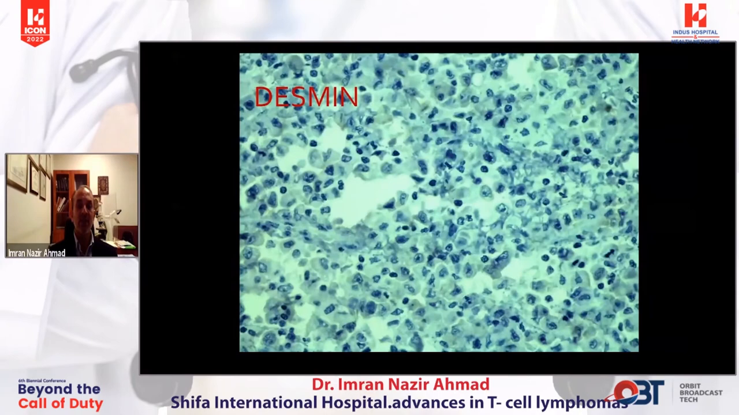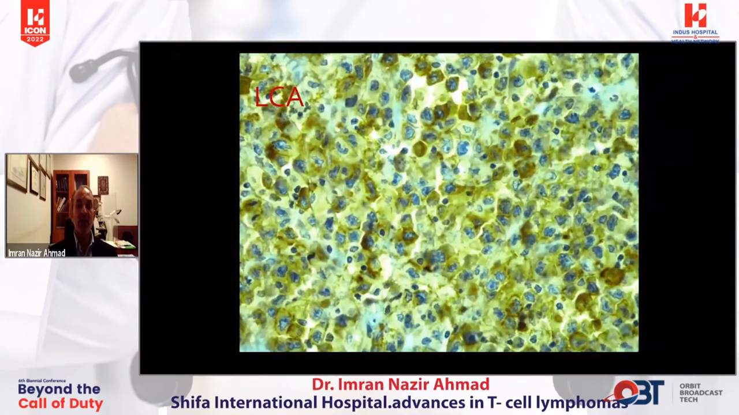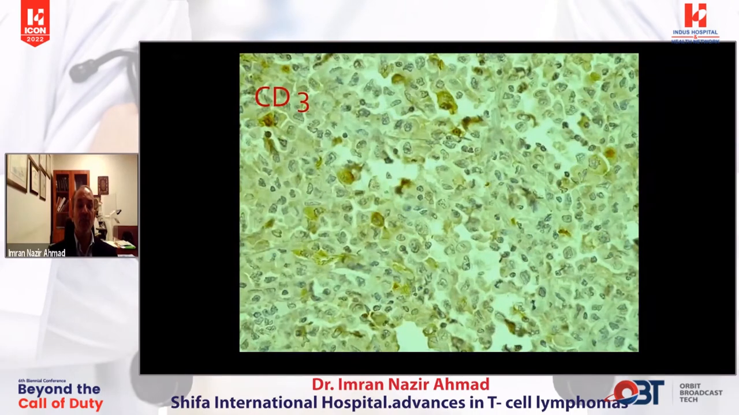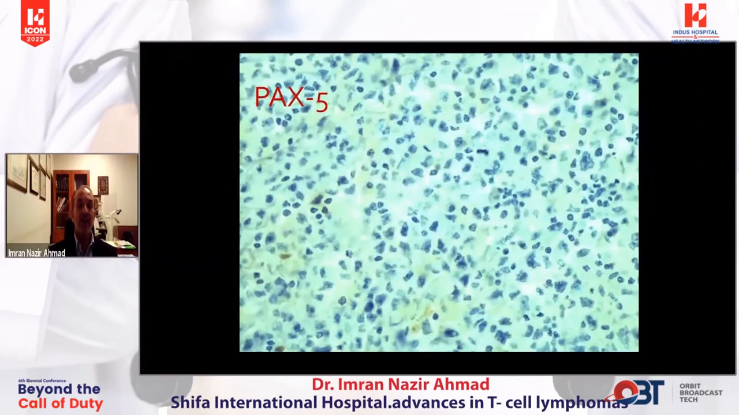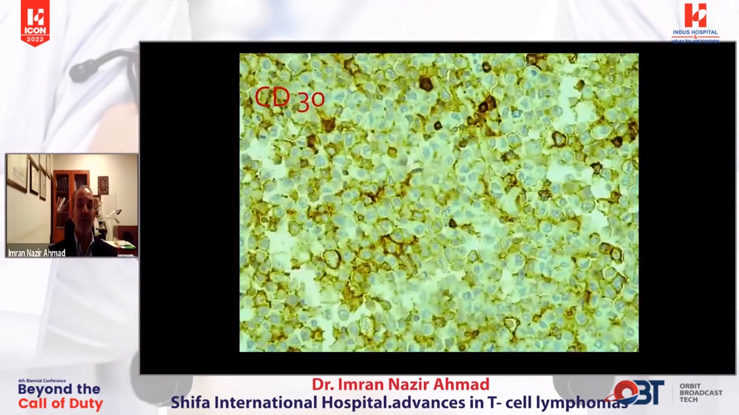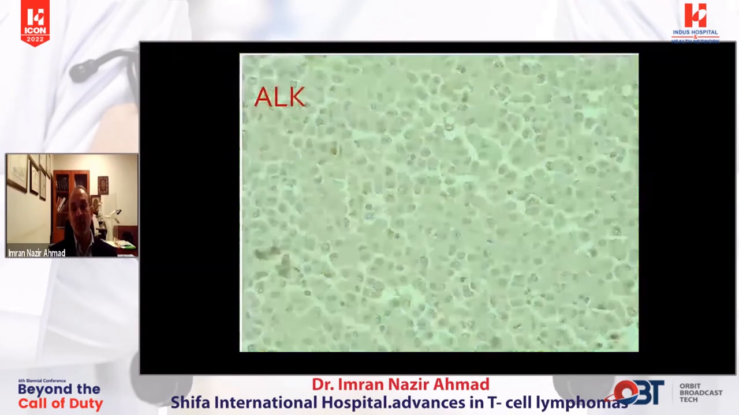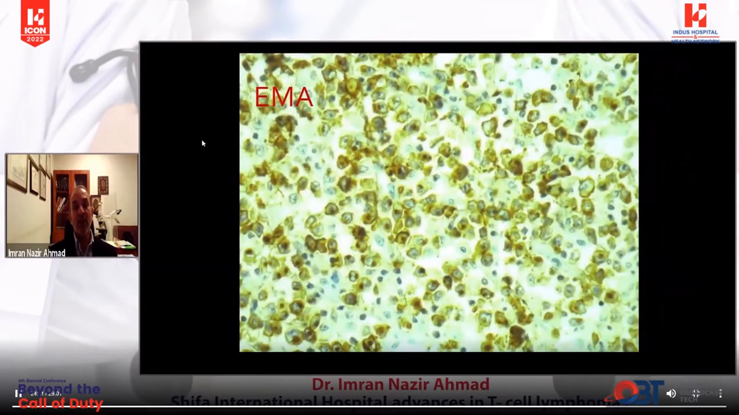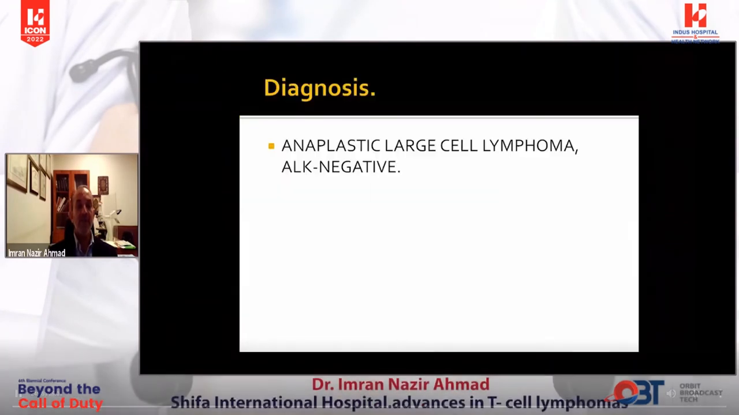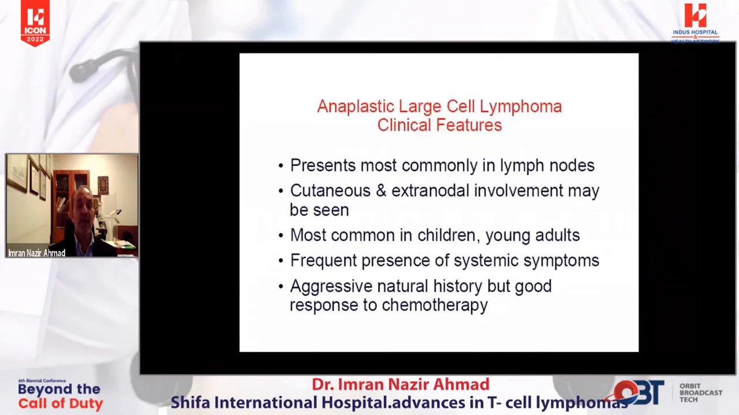So Desmin was negative. LCA was heterogeneously positive in most of these. Then CD3 was also focally positive. CD20 was negative in this case. PAX5 was negative. CD30, you can see, is positive in almost every cell with very nice membrane staining, and a few areas are showing Golgi staining pattern. But ALK was negative in this case. However, EMA was positive, and it was positive just like CD30. So this was diagnosed as ALCL, ALK negative.